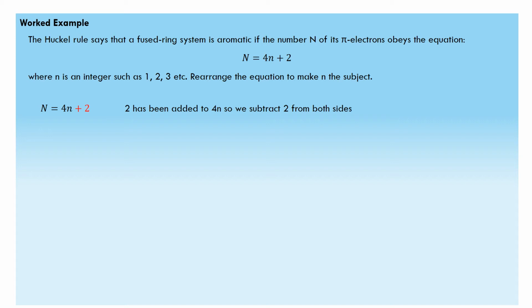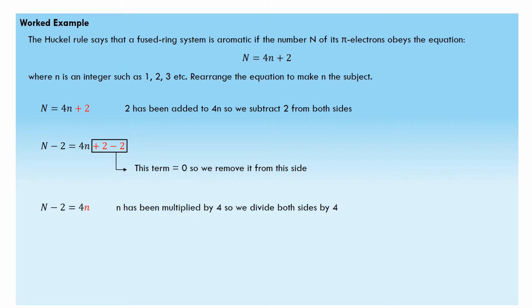So again, we know we've got an addition and a multiplication there. We're working backwards in the BODMAS scheme. We know we've got to deal with the addition first. So 2 has been added to 4n, so we subtract 2 from both sides. We know that that 2 minus 2 term is going to be equal to 0, so we remove it from the right-hand side of that equation, which leaves us with n minus 2 equals 4n.